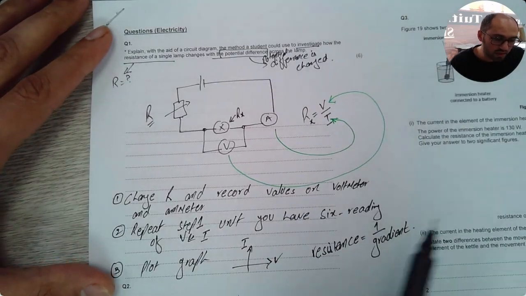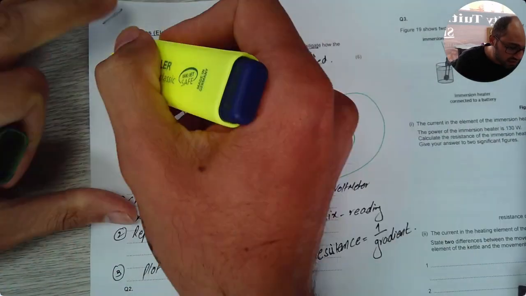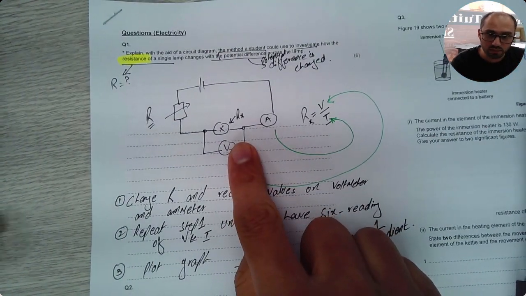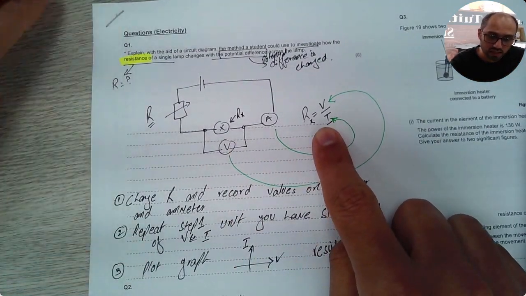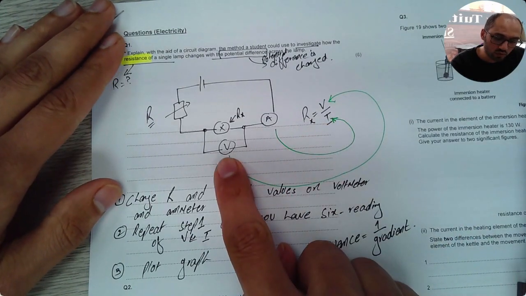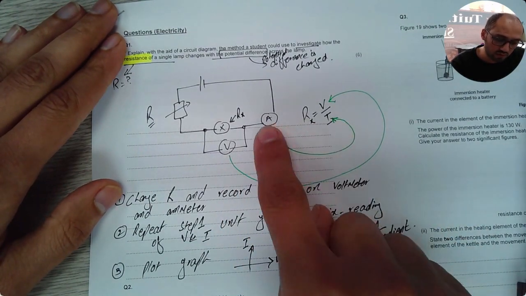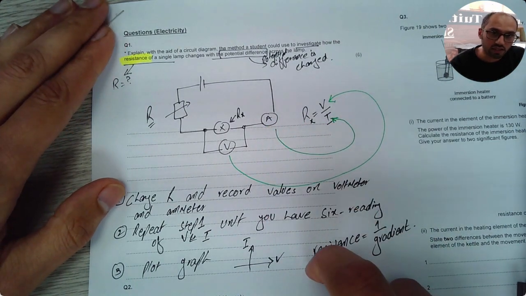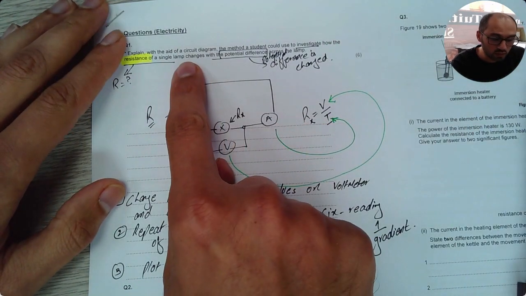You just have to remember every time you have to investigate the resistance of a component, you will always draw the same circuit. And you will always have this equation. And the value of V in this equation will come from the voltmeter. The value of current will come from this ammeter.